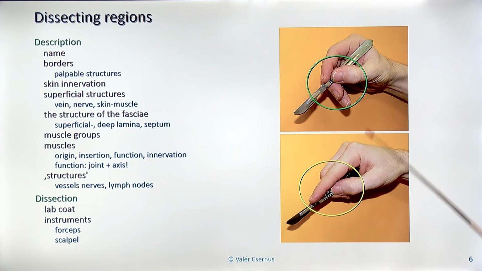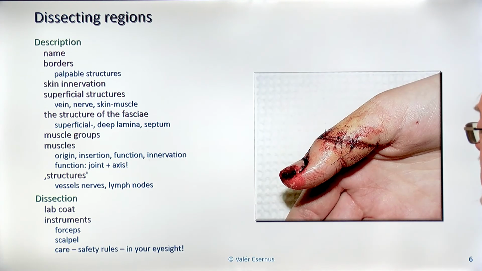The scalpel must also be used this way, like a pencil. You can do the most delicate job with that. Sometimes, very rarely, when you need very forceful things like cutting a strong tendon, you can use this other grip, but not regularly, because this way you can easily cut small, delicate structures. Important thing is the safety.